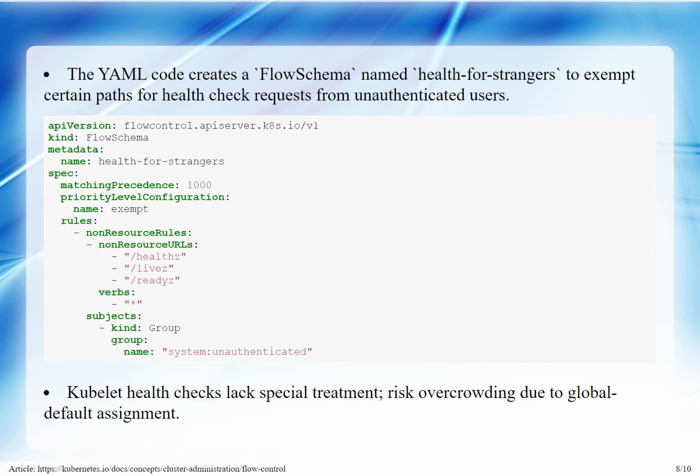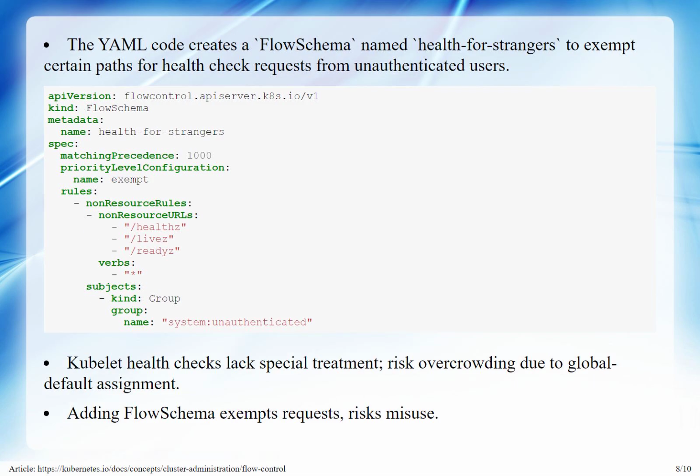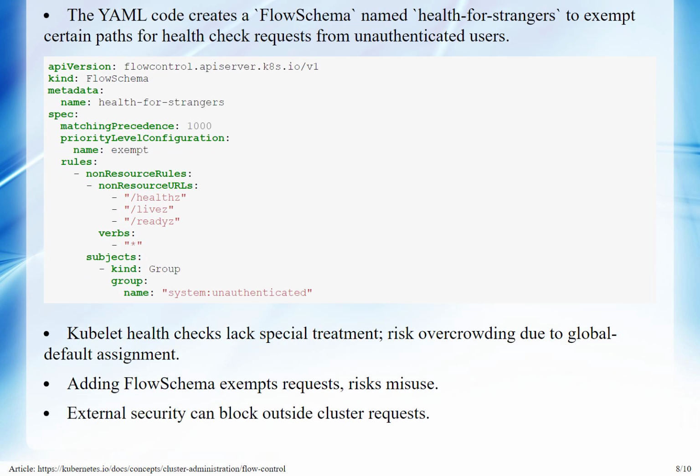The configuration doesn't give special treatment to kubelet health checks, which use secured ports without credentials. These requests are assigned the global default flow schema and priority, risking overcrowding. Adding a flow schema can exempt these requests from rate limiting, but it allows potential misuse by hostile parties to send unlimited health check requests. To mitigate risks, using external security like web traffic filters can block outside cluster health requests.